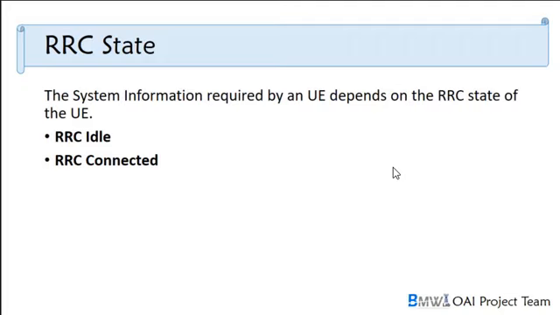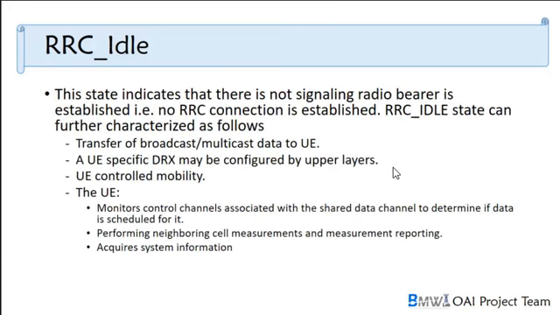There are two parts of the RRC state. The first is RRC idle, and the second is RRC connected. For RRC idle, the state indicates that no signaling radio bearer is established in this part. There is transfer of broadcast or multicast data only to the UE, and there is a UE-specific DRX, or discontinuous reception, which may be configured by upper layers, and UE controlled mobility.